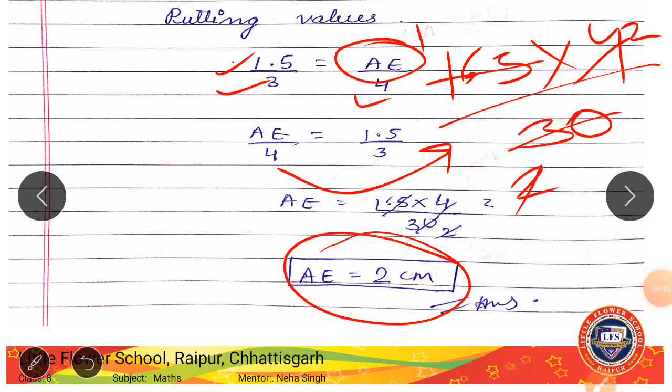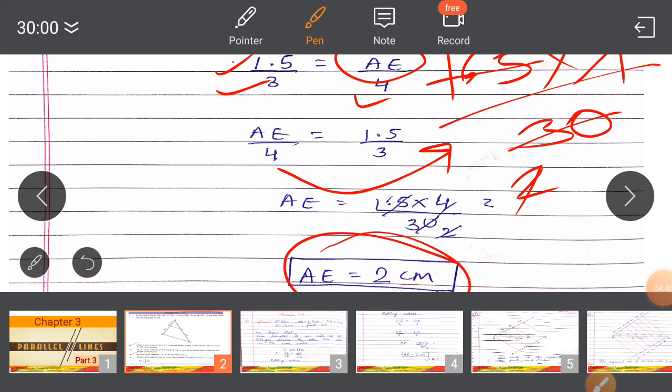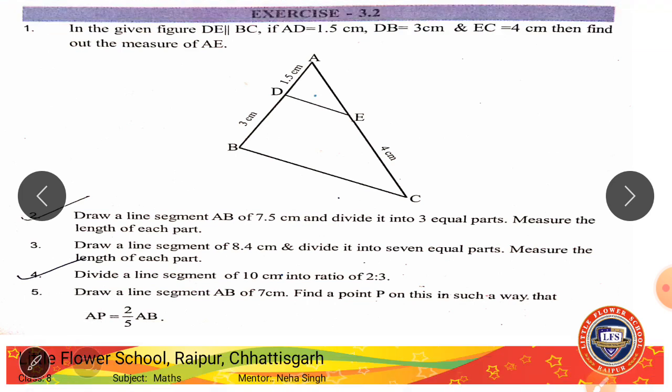So now moving on to the next question, let us see what is the second question. Draw a line segment AB of 7.5 centimeter and divide it into 3 equal parts. Now see, these 4 questions are exactly same, second, third, fourth, fifth. This is from the construction part, right? So these 4 questions are almost same. You are going to follow the steps, easily you can draw, right?